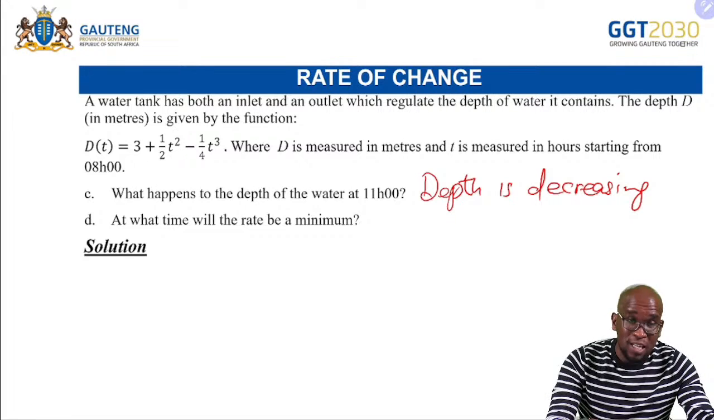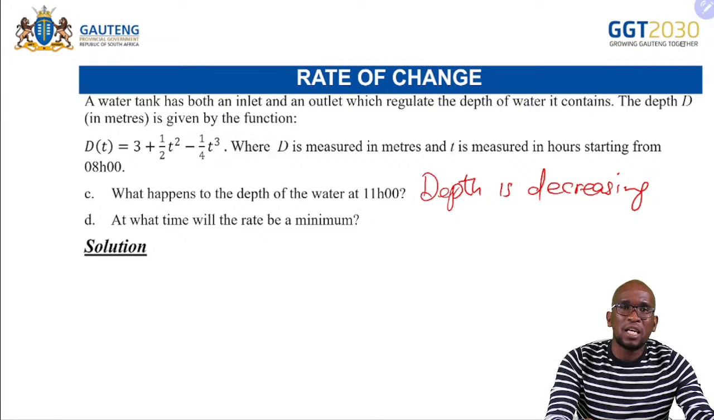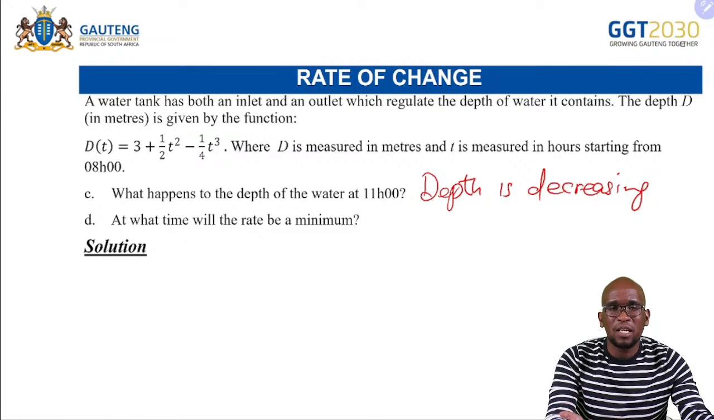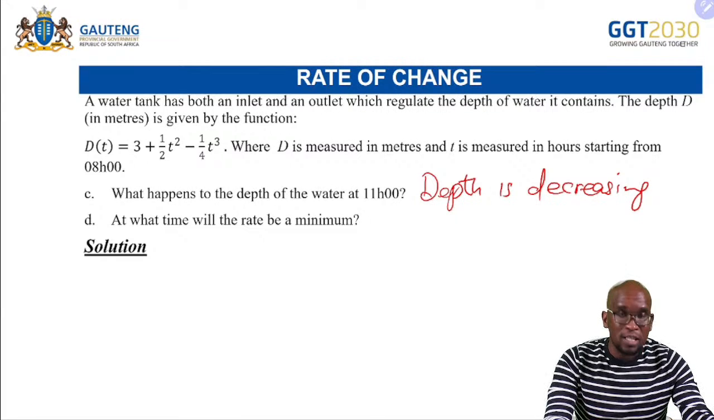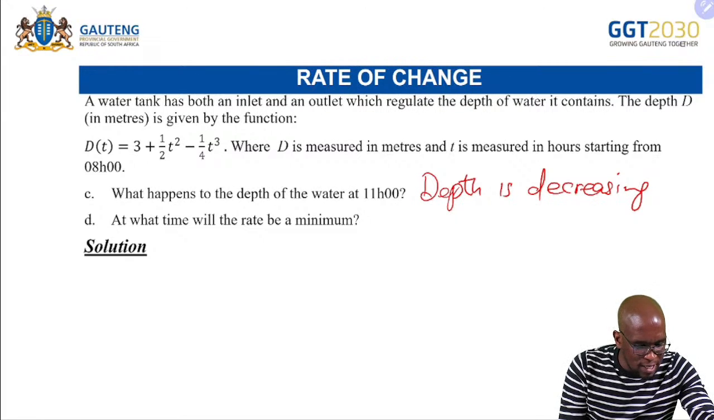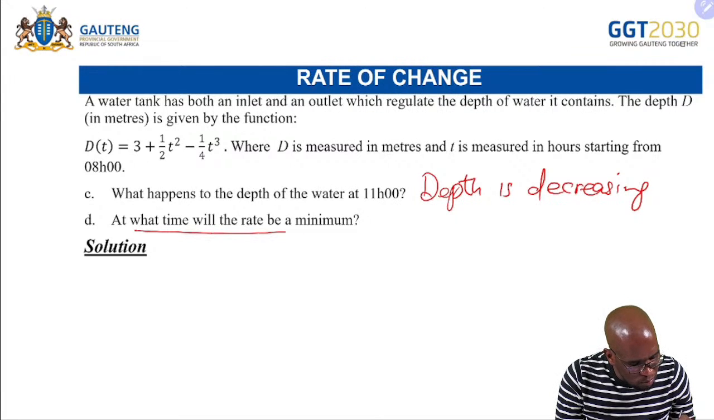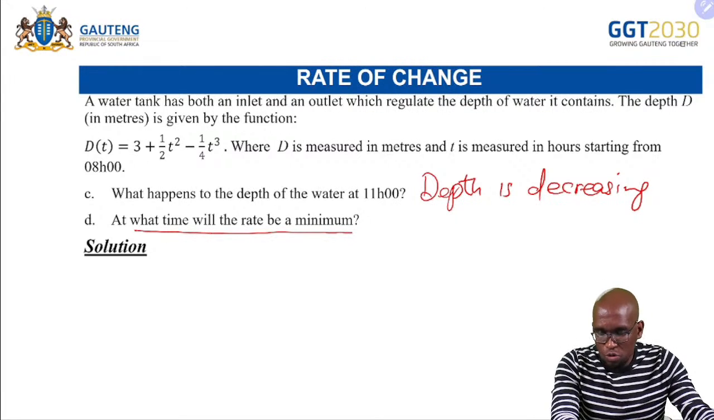But now this is practical. We are speaking of depth, and we got that the rate of change of depth is negative. If the rate of change of depth is negative, it means that the depth of water in that particular tank is decreasing. At what time will the rate be a minimum? What should we do now?